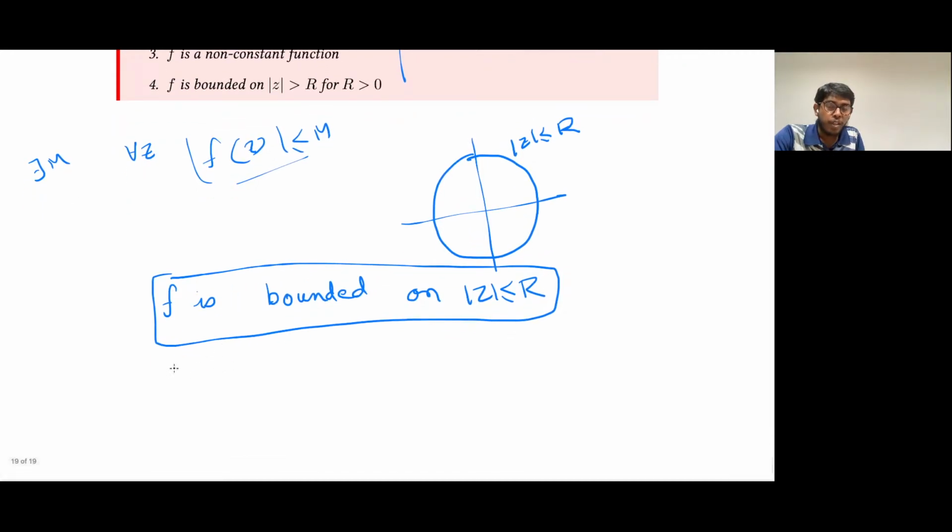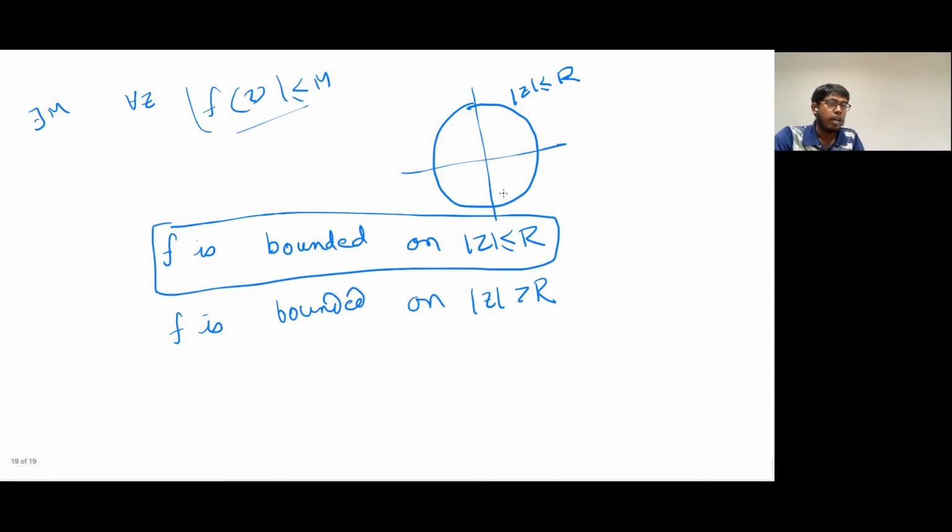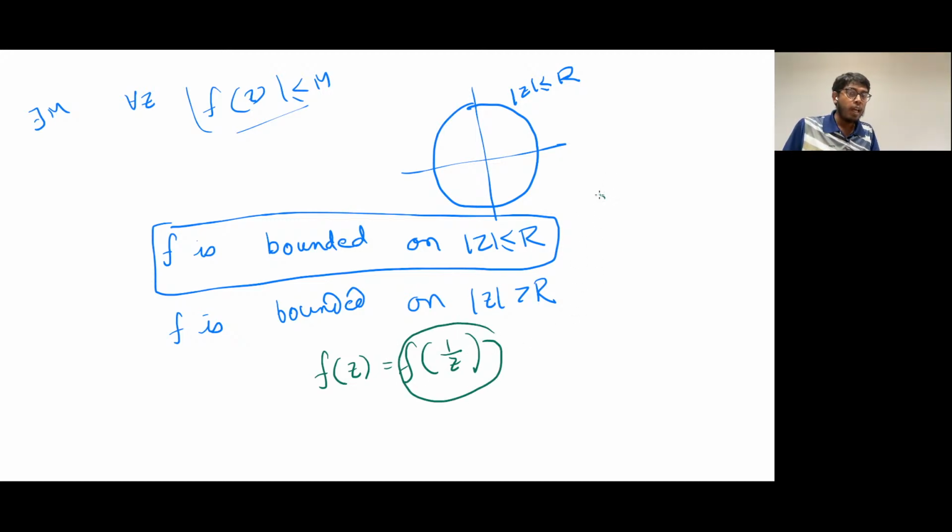Whether f is bounded on mod z greater than R, is it true? For this, we need to use the condition that f(z) equals f of 1 by z. Whatever the value of mod z bigger than R, the value is the same, so f of 1 by z is bounded. This proves that on mod z greater than R, f(z) is bounded.